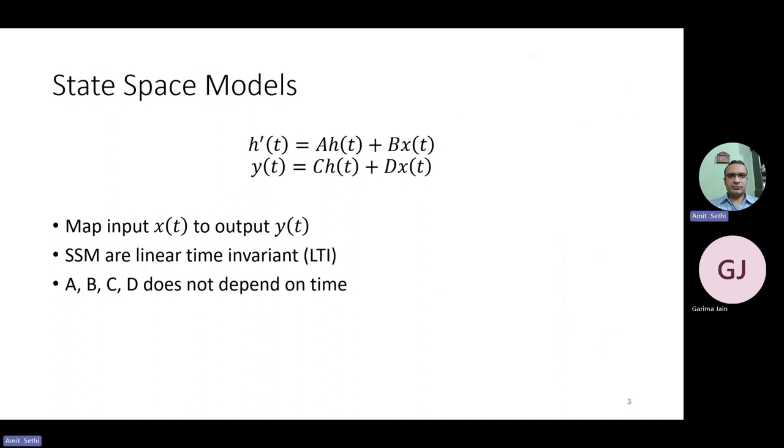Now, I am not from an electronics, electrical, or control background, but I hope others will know this better than me. What are state space models and the state space equations? If there is any error in what I'm telling, just ignore it. What I understand is it maps an input x(t) to an output y(t). State space models are linear time invariant models, which basically means that the matrices A, B, C, and D, which govern this transition, are independent of time.